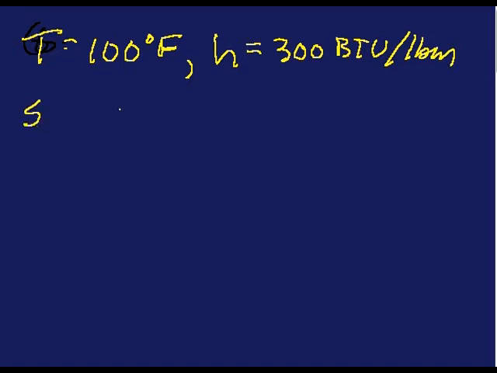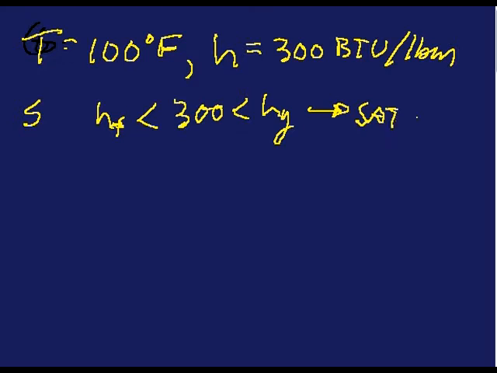Well, at 100 degrees Fahrenheit, you find that the HF is less than the H that you're given, 300, and that's less than Hg, so you know it's a saturated mixture. Once it's a saturated mixture, in order to find a specific property like S, the entropy, you have to first find the quality.